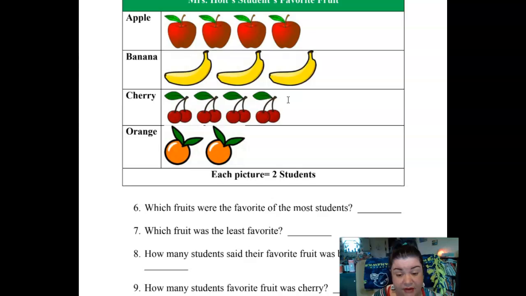How many students' favorite fruit was cherry? And we got to skip count. 2, 4, 6, 8. 8 students said their favorite fruit was cherry. All right. How many students said their favorite fruit was apple? Yeah, it was the same with cherry. Pause if you need to. 2, 4, 6, 8. Yeah, 8 people said apple. So apple and cherry were tied.